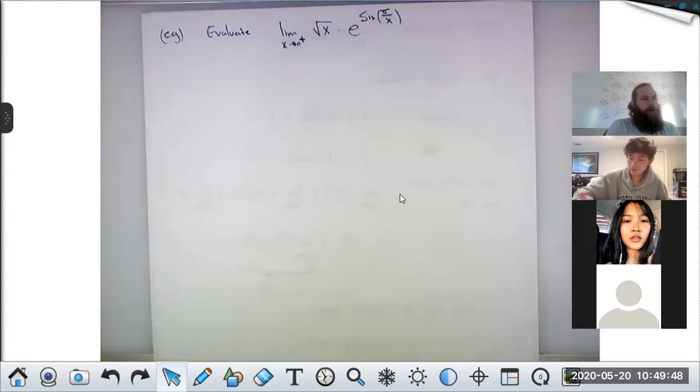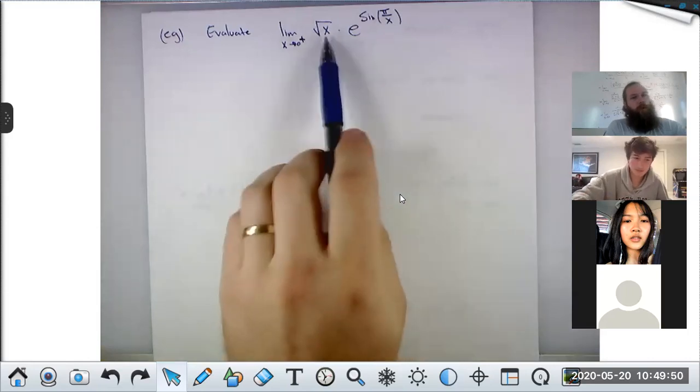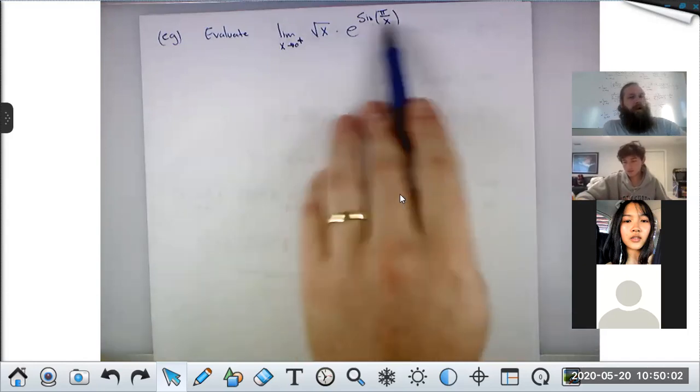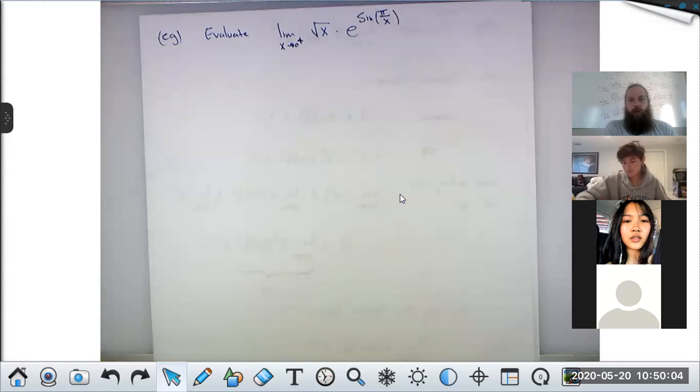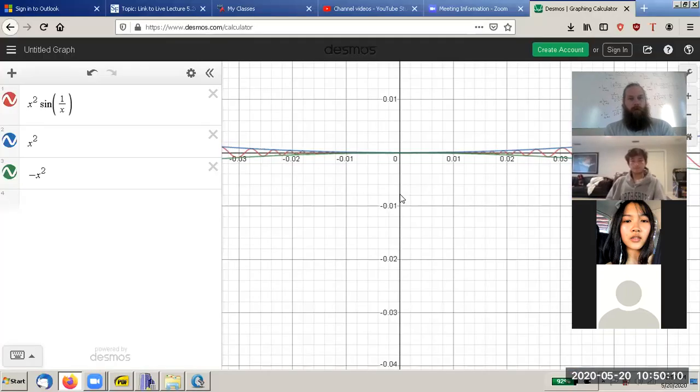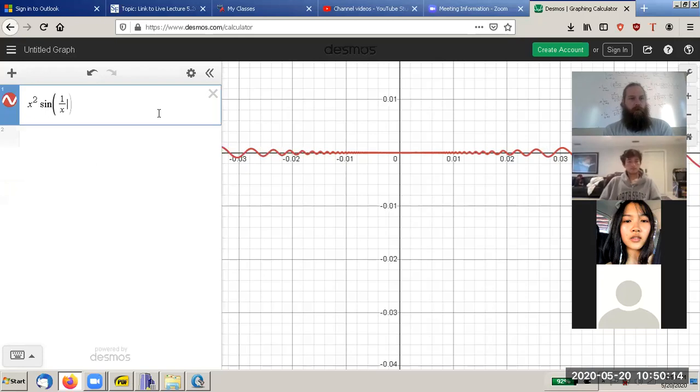The reason for the plus is because the square root of x here is only defined if x is positive, right? If we didn't have that to deal with, then we could look at the two-sided limit also. The challenge here is that this sine of pi over x, just like the sine of 1 over x, oscillates madly as x gets close to zero. So really quick, let's try and wrap our heads around why this is hard.